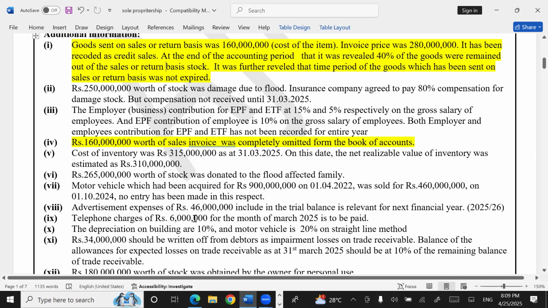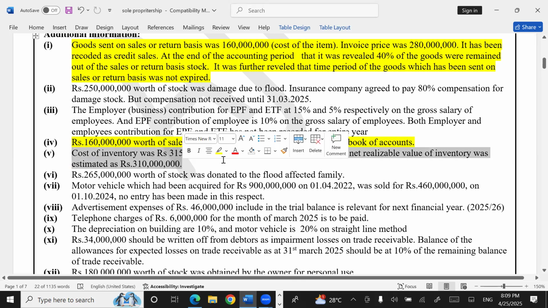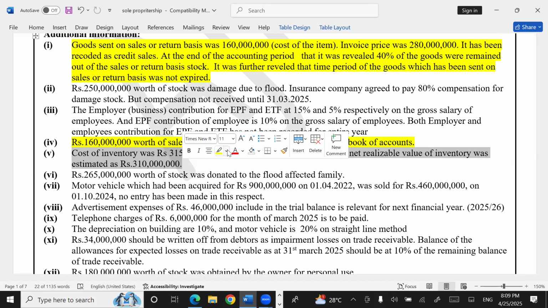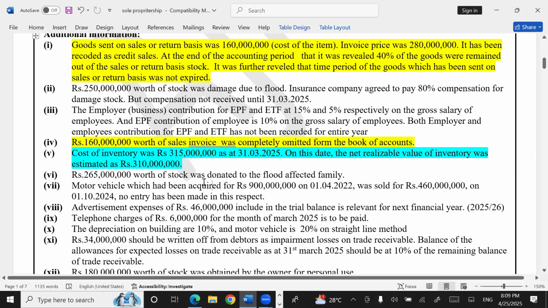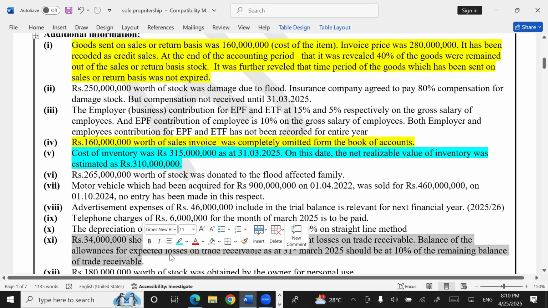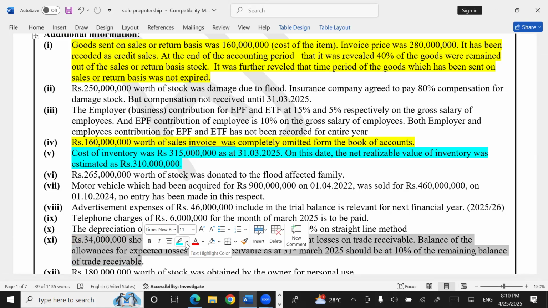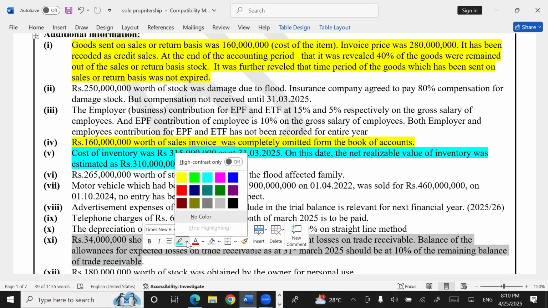inventory cost value is given as a net realizable value. Additional 5 should be done together with goods sent on sales or return based adjustment, as well as bad debts and doubtful debts also at the same time. Those are called interrelated adjustments. Bad debts and doubtful debts adjustment.